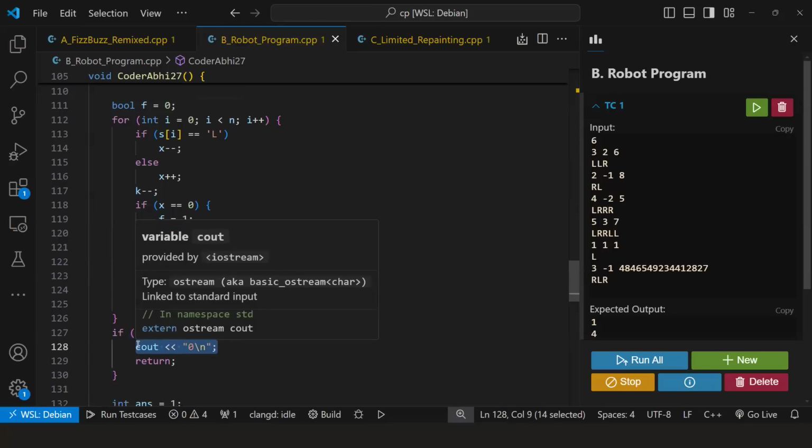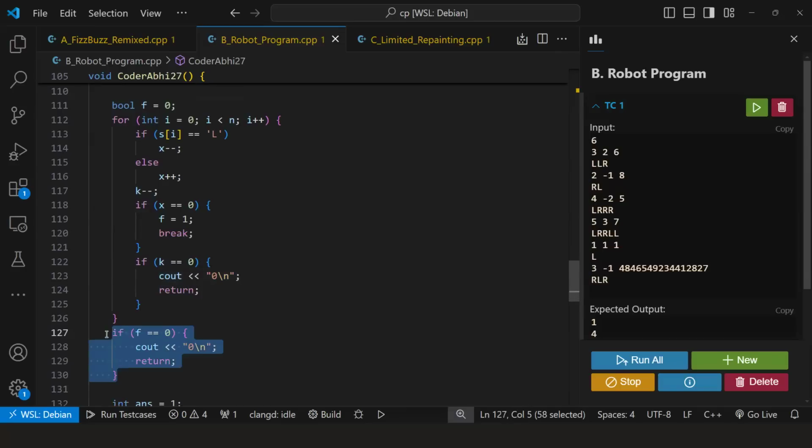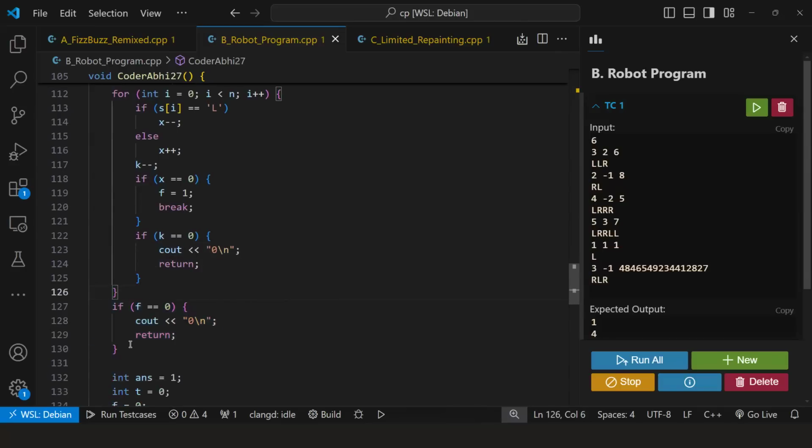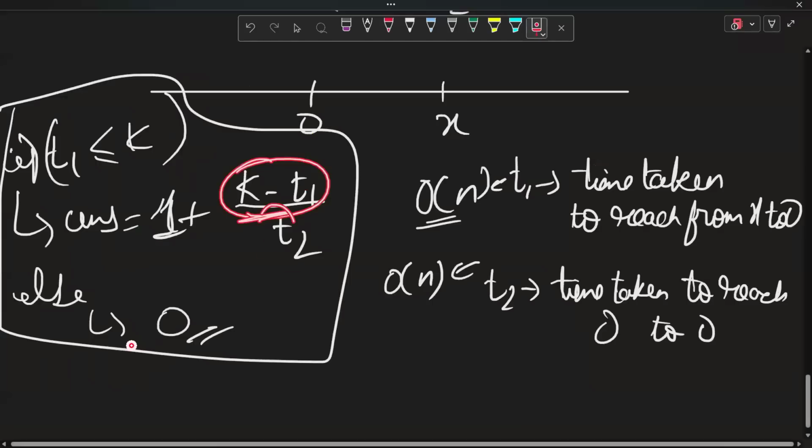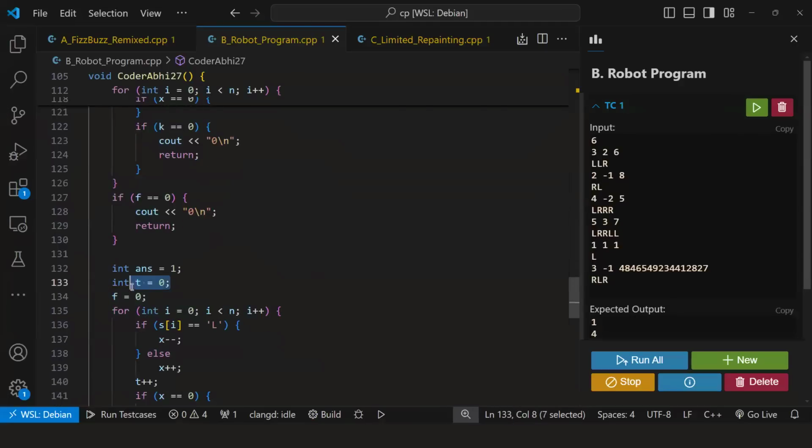The robot would just stop after n instructions and it would never reach 0. So these base cases are handled. Now, after this, if I'm moving, that means I have reached 0 and k is now updated to k minus t1. Now I need to find out this time t2. I'm calculating t2 in this variable t.